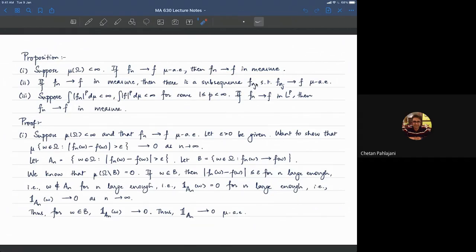Then we stated this thing, this we have not proved, we're going to prove it today. If fn converges to f in measure, then there is a subsequence fnj such that fnj converges to f almost everywhere. And the third is that suppose the integral of |fn|^p is finite, the integral of |f|^p is finite for some p in [1, ∞). If fn converges to f in Lp, then fn certainly converges to f in measure. I also mentioned last time that this is not the last word in terms of what type of convergence implies what. There are more statements you can make, but these are the ones we're going to work on.